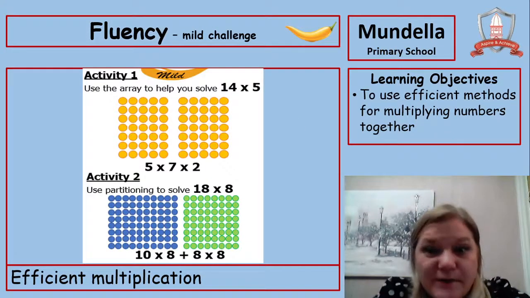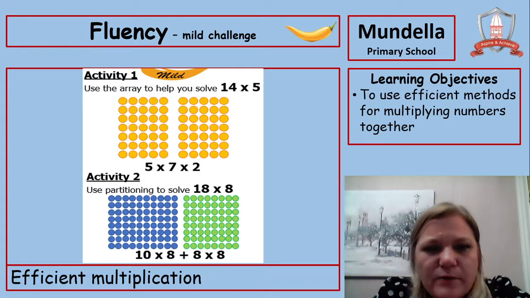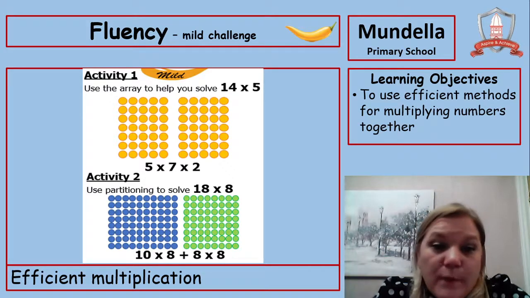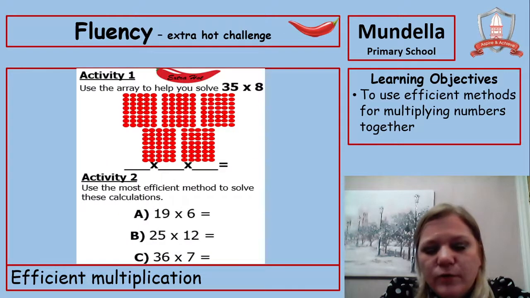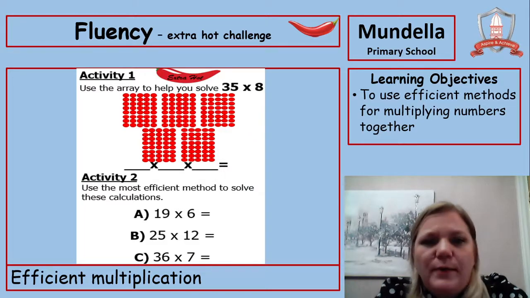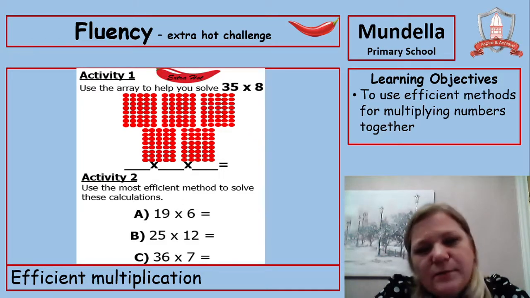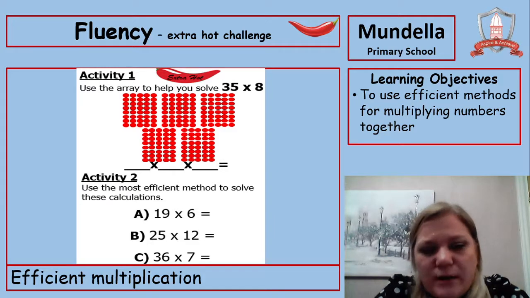So now it's your turn. You're going to do some fluency questions, and just like we had when you were at school, you've got the mild challenge, you've got the spicy challenge, or you've got the extra hot challenge, and you can choose which challenge you're going to go for. You might want to start easy, but if you're finding it too easy, push yourself a little bit, see if you can go for a harder challenge, or if you start and you find it really tricky, move back a level. Okay, so choose your challenge now.